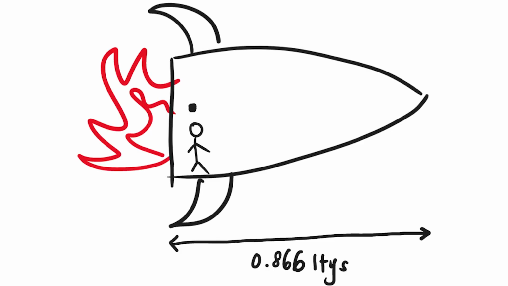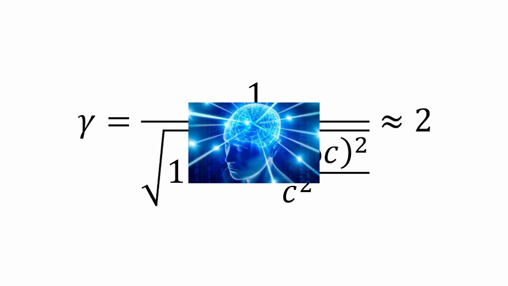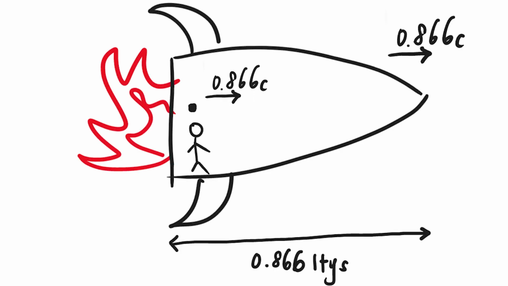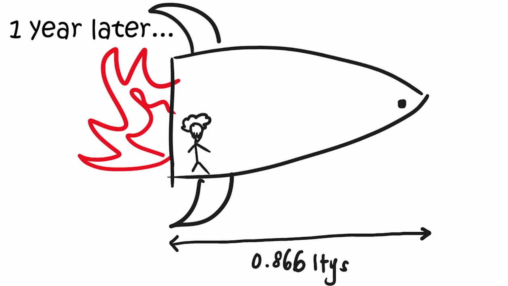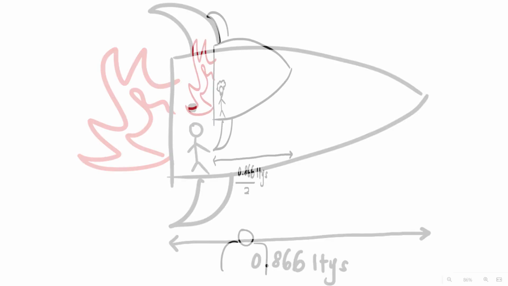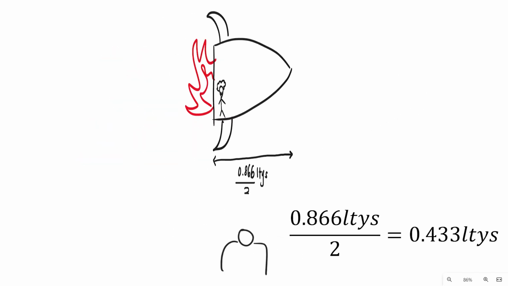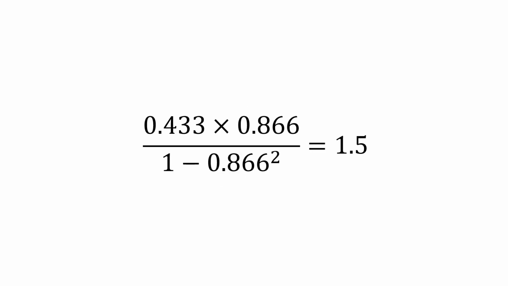Let the length of the rocket be 0.866 light years long, moving with a velocity of 0.866 the speed of light, with a projectile moving with speed u prime of 0.866 c. This specific speed will give you a gamma factor of 2, which makes things much easier to understand. The time it takes for the projectile to reach the end of the ship is 1 year. To someone stationary, it would seem to take 2 years to cross 0.866 light years over 2, which is 0.433 light years. Then there's also simultaneity, where the time difference between both ends of the ship is 1.5 years.